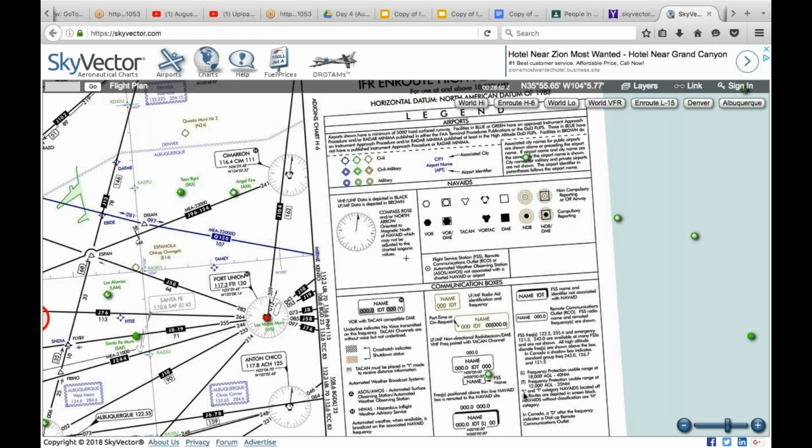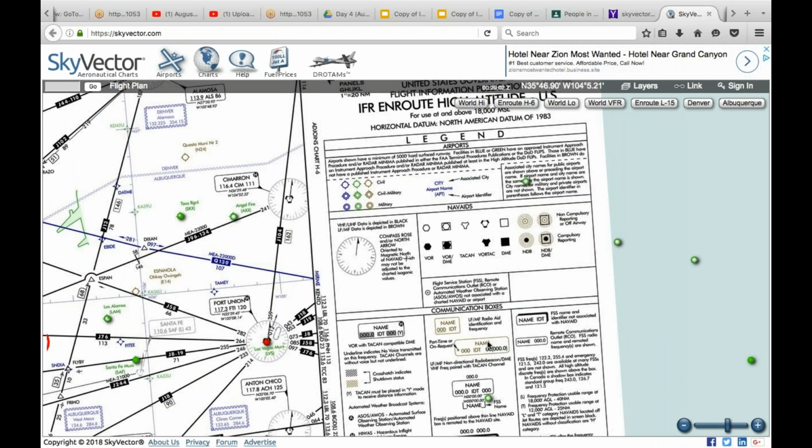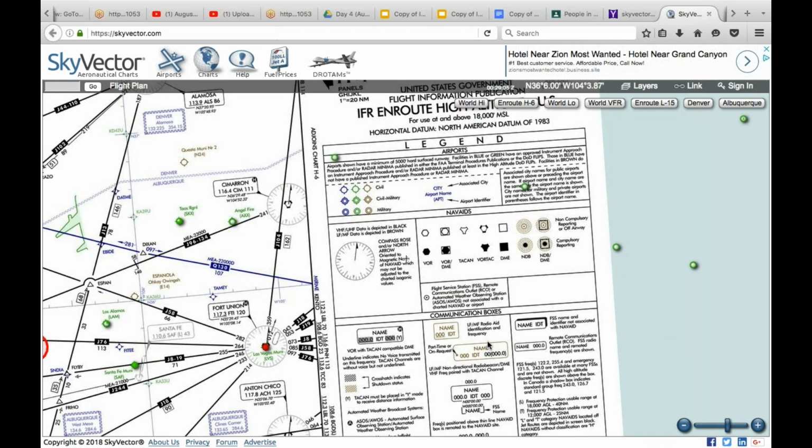So luckily you don't have to do that anymore with SkyVector. But you can see all the airport information up in that top section there. You can see the difference between civil airports, civil and military use airports, military airports. It gives you some information as to why one's blue, one's green, one's brown. You can see all the different navigational aids and how they're depicted on the chart. You can see the compass rose, what it means and how it's used.